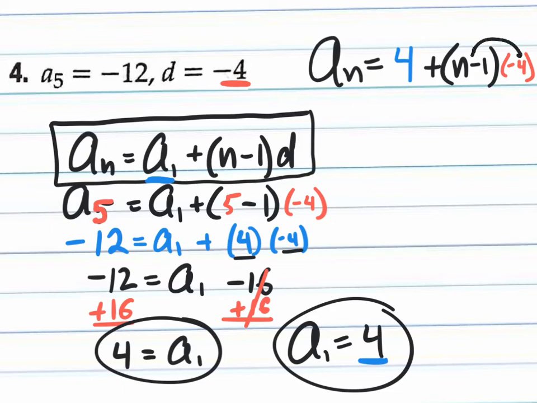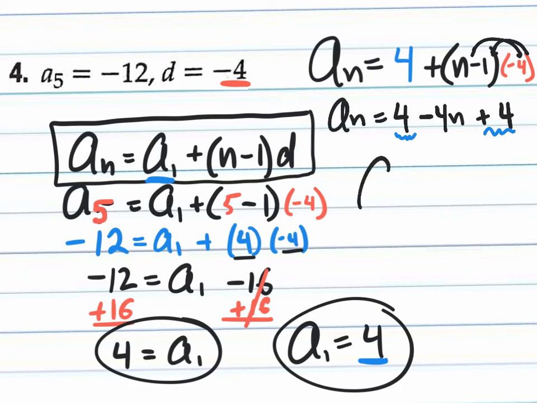So negative 4 times n, that's negative 4n. Negative 4 times negative 4 is positive 4. Bring down the 4 that's in the front, bring down the equal sign, and the name of it, a sub n. After that, of these three terms, two of them can be combined. 4 plus 4 is 8. So my final a sub nth rule is negative 4n, because I couldn't combine negative 4n with anything, plus 8.